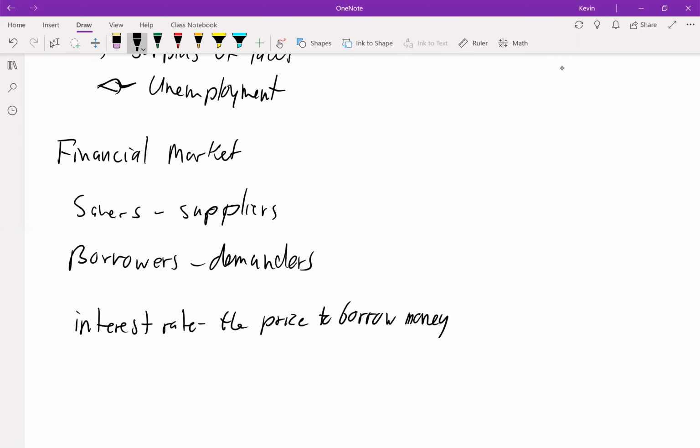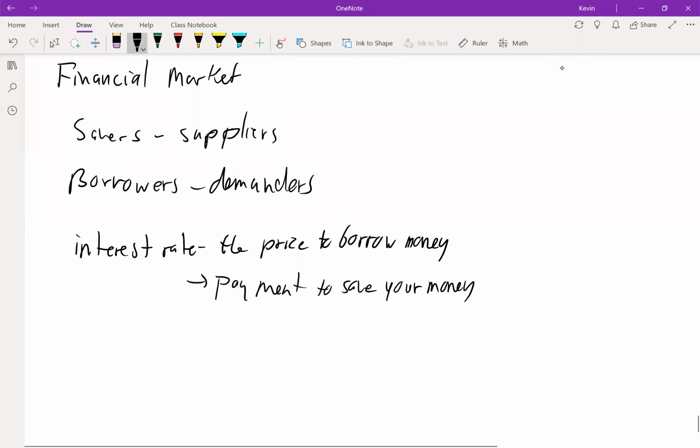But your interest rate can also be thought of as the payment to save your money. Your credit card has like a 16% interest rate, but your savings account maybe has like a 1.9% interest rate. So that interest rate can be both sides for us. It can either be the price we borrow at, or what we get paid to save or to put our money in a certain type of account.